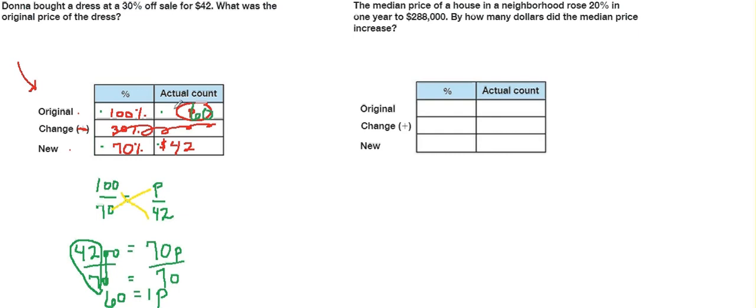Does $60 when discounted 30% being $42? Sure, that's less, but only so much less. $60. Let's try this with an increase. All right. In this problem, the median price of a house rose 20% to 288,000. Which box does 288,000 go to? That's the new actual count.